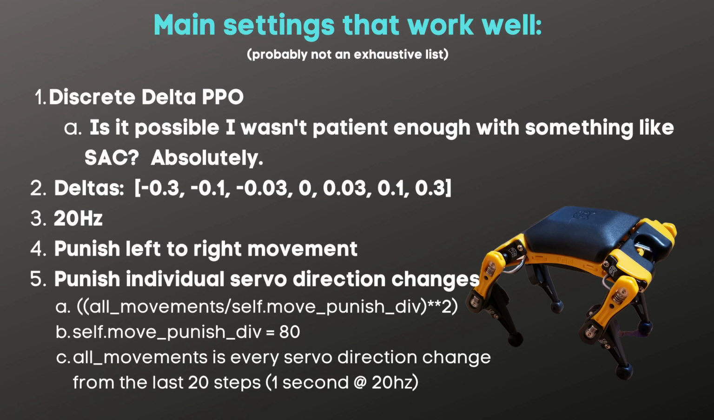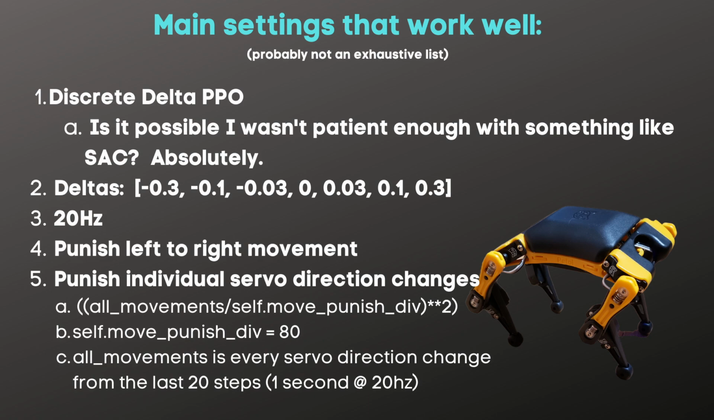So now for what actually worked. The best performing algorithm by far is discrete delta PPO. It is possible though that, because it's discrete delta, it's going to learn faster than something like soft actor critic or TD3, for example, or continuous PPO. So it's possible I just simply wasn't patient enough, and more research is going to be needed there.